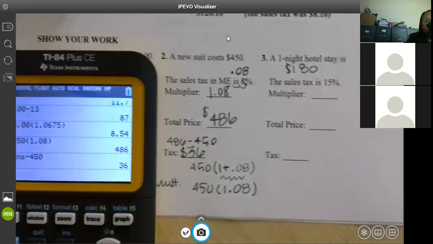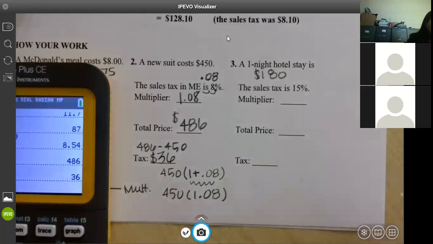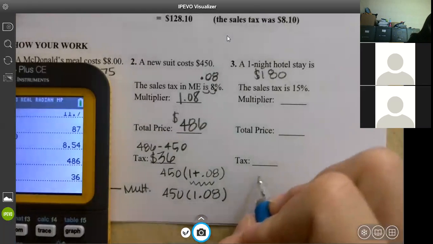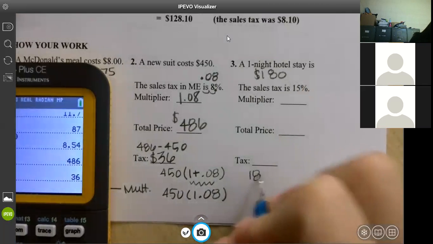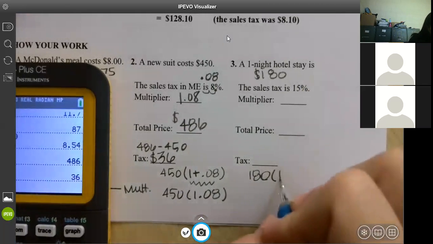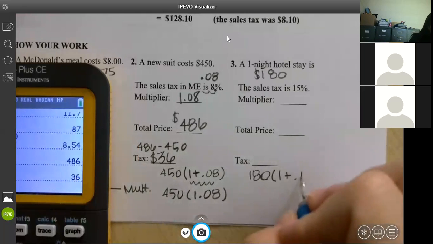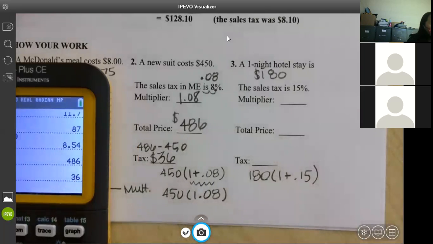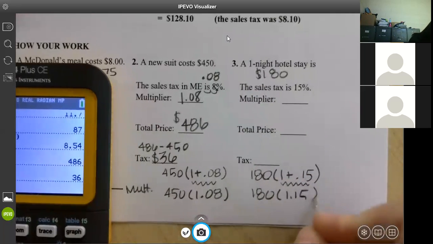All right, tell me what I do. A one-night hotel stay is $180. The sales tax is 15%. What is my formula? Times 0.15, perfect. What is your multiplier? 1.15.